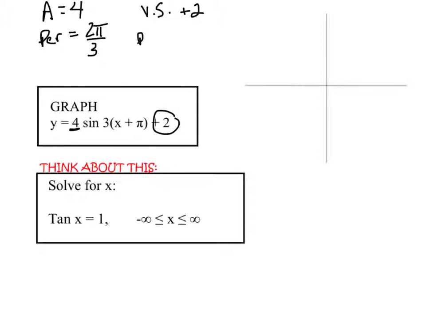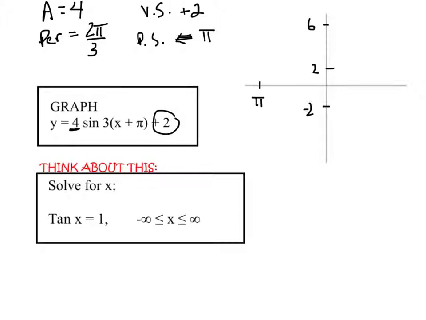And our phase shift, or horizontal shift, is to the left pi units. So we start at negative pi. Okay, that's where we're going to start. We can put in our vertical shift that we're going to be up to. With an amplitude of 4, we're going to go up to 6, and down to negative 2.